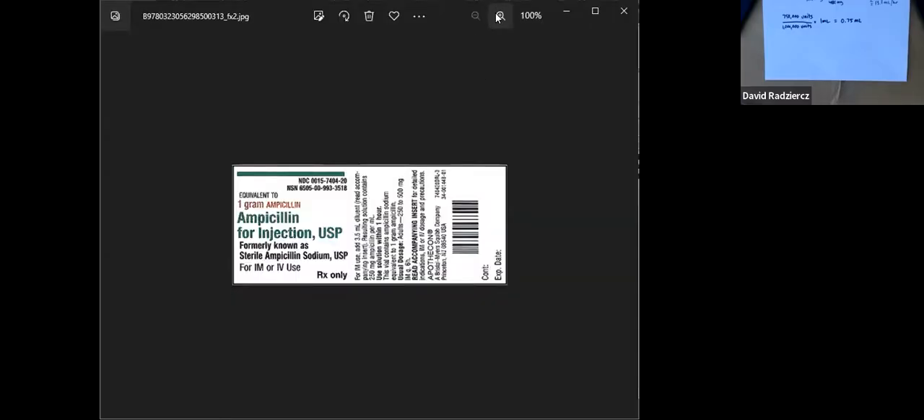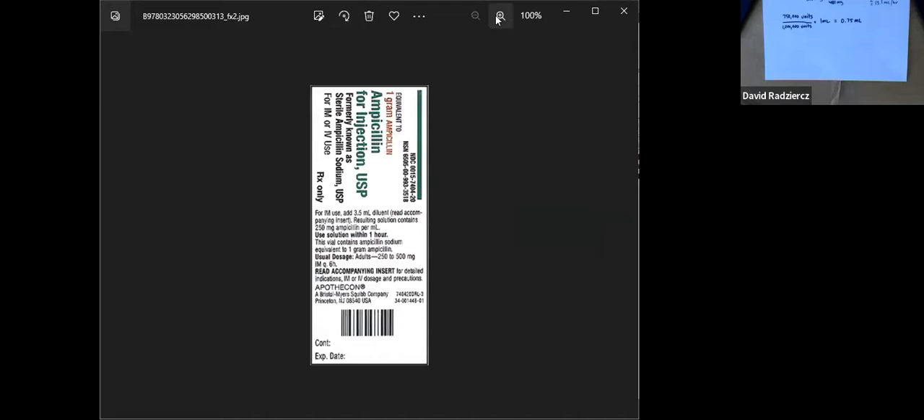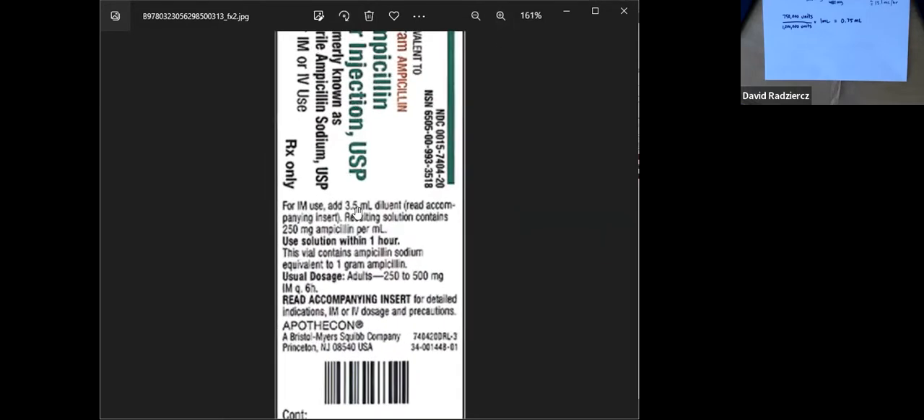So for this one, this is the ampicillin. It tells you that it's 1 gram of ampicillin, but what do I do with that? You need to look at the label to figure out what to do. So it says for intramuscular use, you're going to add 3.5 milliliters of diluent. And then that's going to give you a resulting solution of 250 milligrams per milliliter.